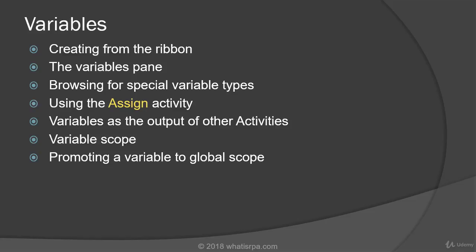And finally, sometimes you'll create variables with a limited scope and realize later in your automation that you need access to those variables from other activities outside of the original scope. So in those cases, sometimes it makes sense to promote a variable to global scope. So we'll discuss how to do that as well. Let's jump into it.